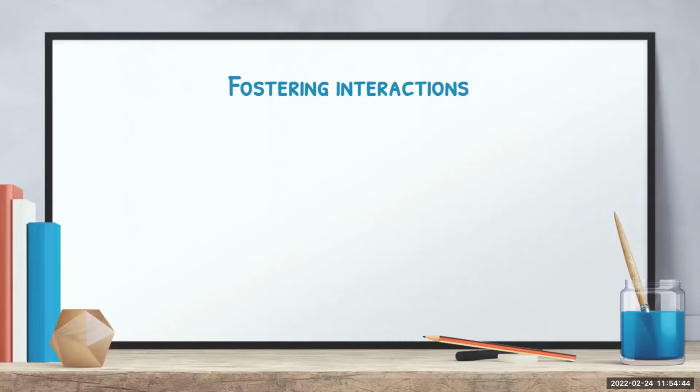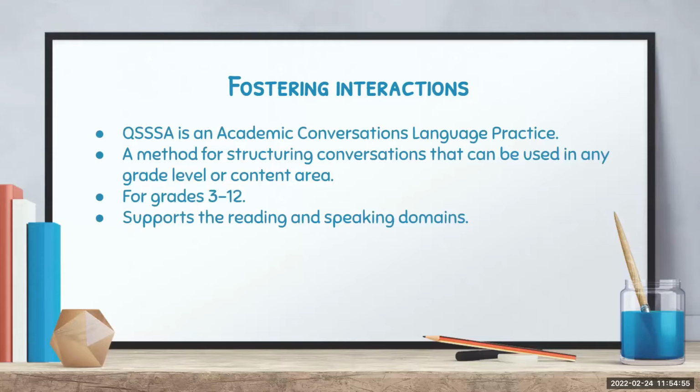Only through authentic interactions in which students are communicating for meaning will significant development in language proficiency occur. QSSA is part of the fostering interactions. It is also part of the academic conversations language practice in Elevation, a method for structuring conversations that can be used, like I mentioned before, in any grade level or content area, ideally for 3rd through 12th grade, and it supports the reading and speaking domains.